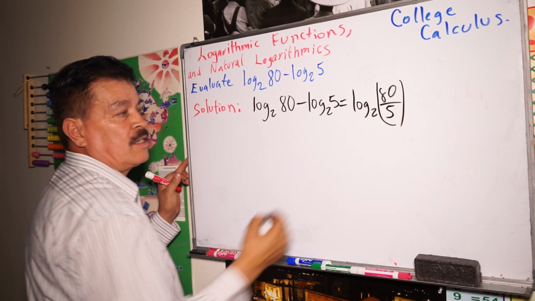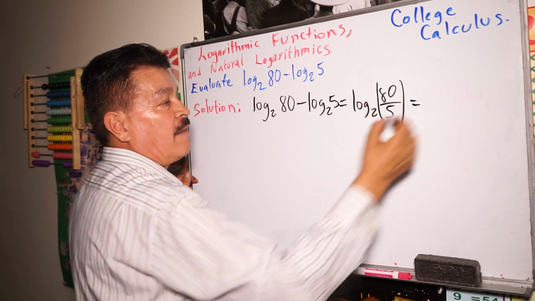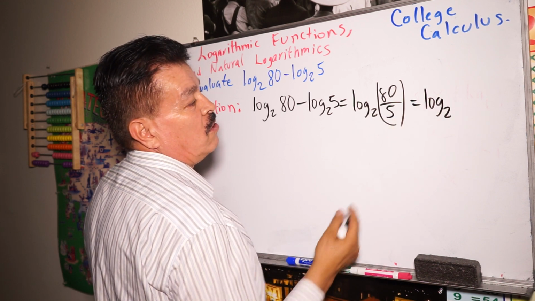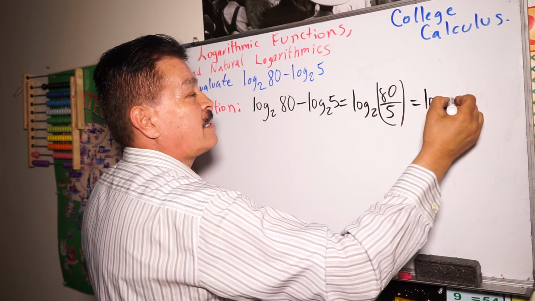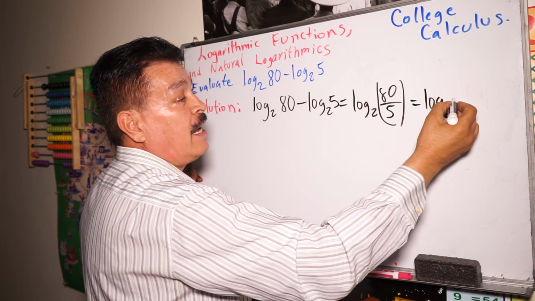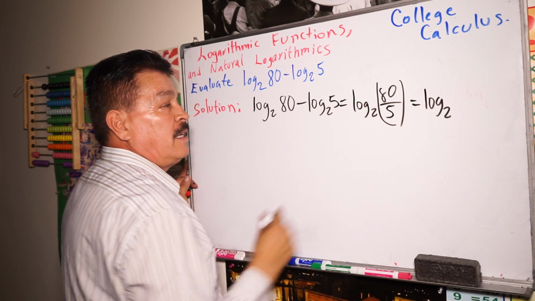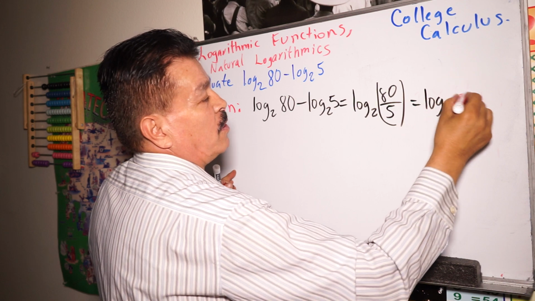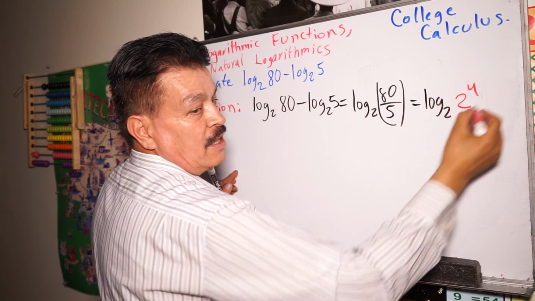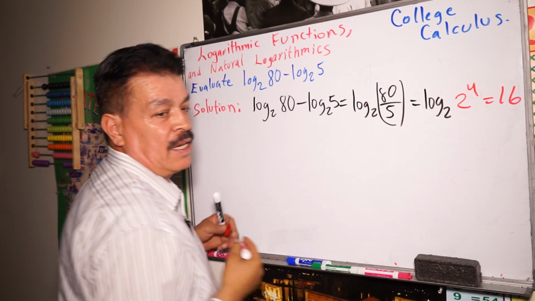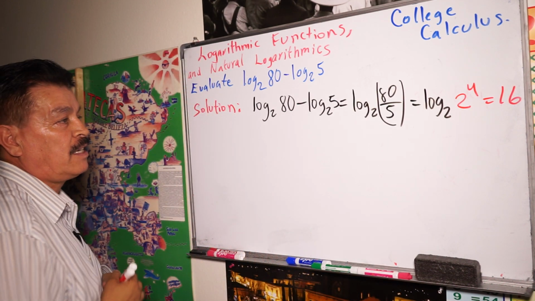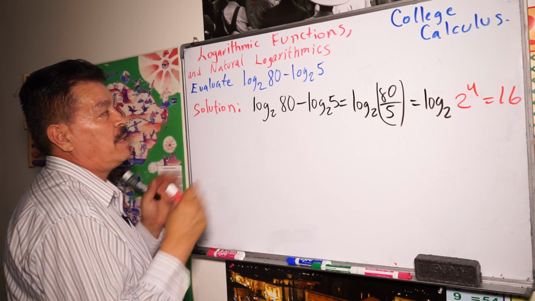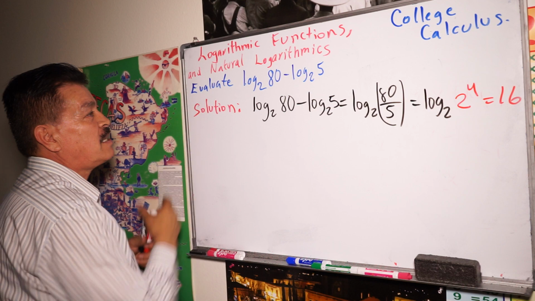So you simplify this, we're going to have log 2 of the quotient. How much is this? It's going to be 2 to the 4 power, so this is 16. That's it. This is the answer. Very simple, no? Very easy problem. So this is number 1.